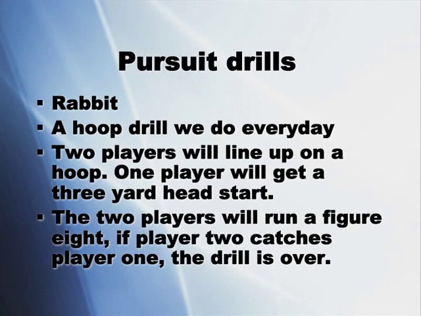Next, we do another hoop drill. It's called rabbit. It's working pursuit. Our kids love the drill. 2 players will line up on a hoop. 1 player will get a 3-yard head start, and the 2 players will run a figure 8. If player 2 catches player 1, the drill is over.